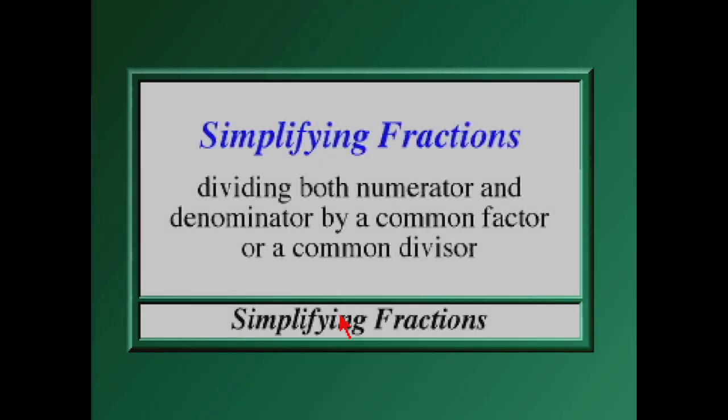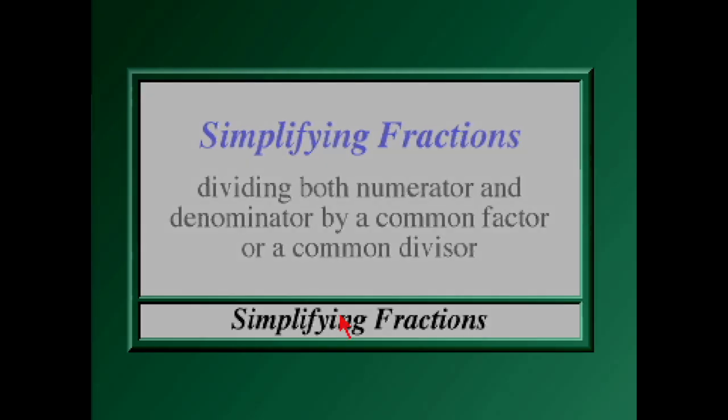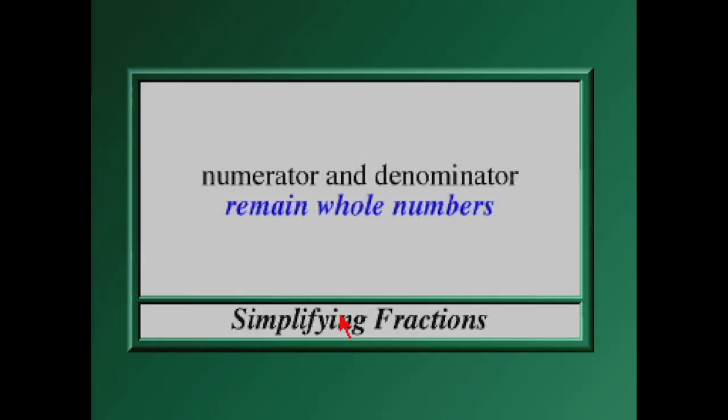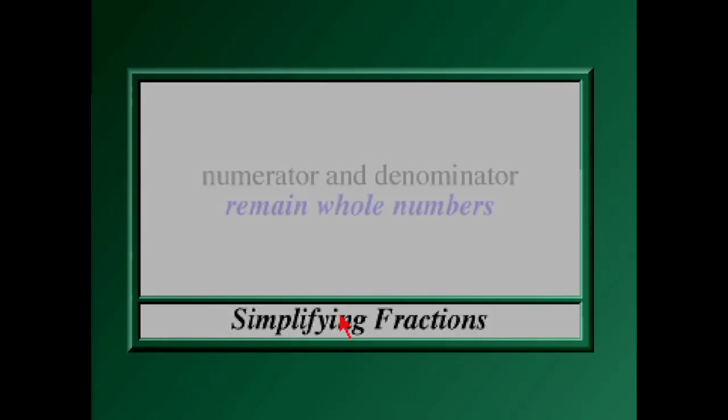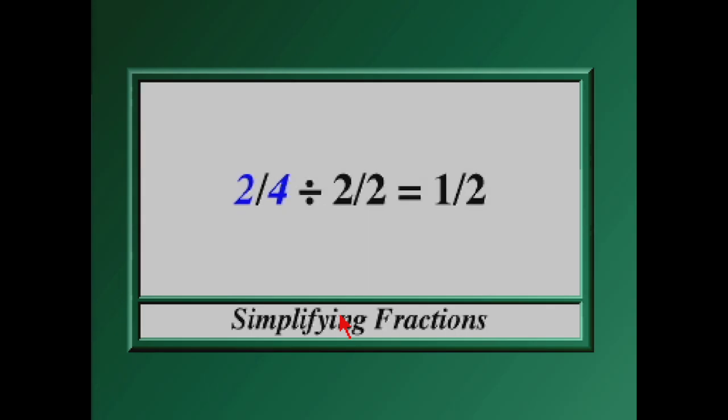Simplifying the fraction means dividing both the numerator and denominator by a common factor or a common divisor. For simplified fractions, the numerator and denominator remain whole numbers. For example, 2/4 can be simplified to 1/2 by dividing 2 into both the numerator and the denominator. 3/6 can be simplified by dividing 3 into both the numerator and denominator. The fraction 1/2 results.